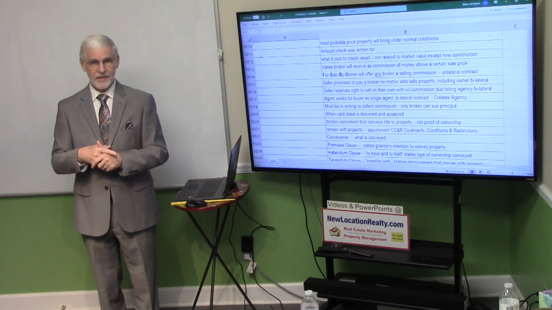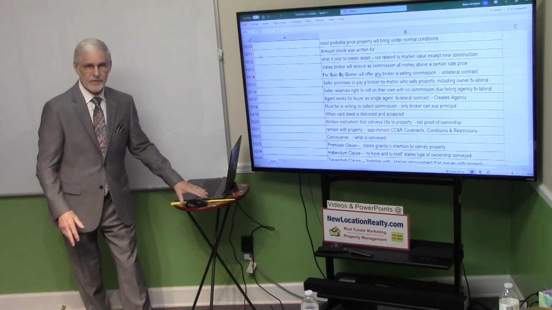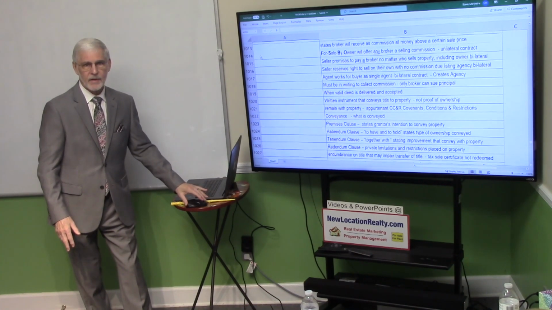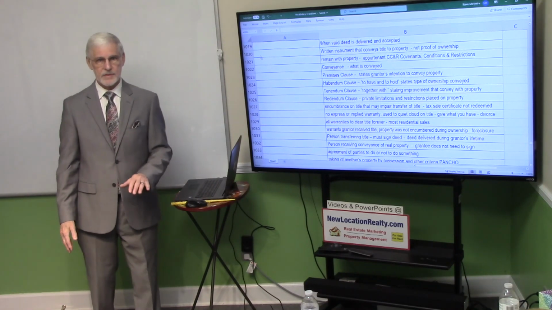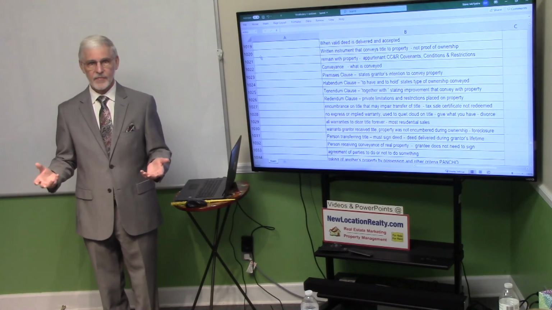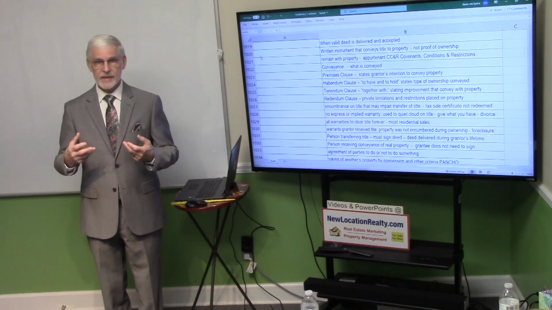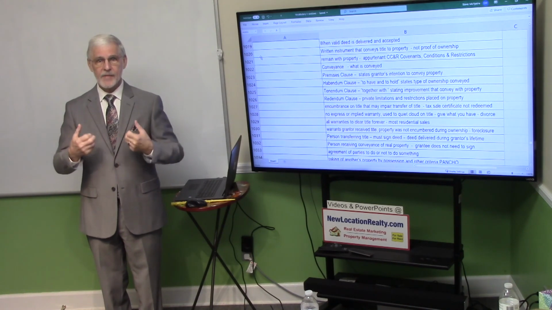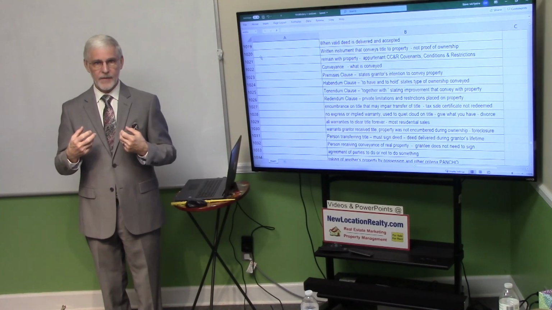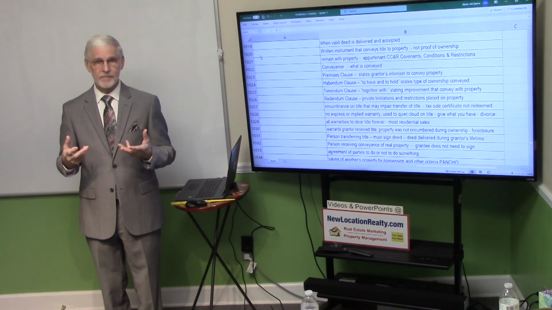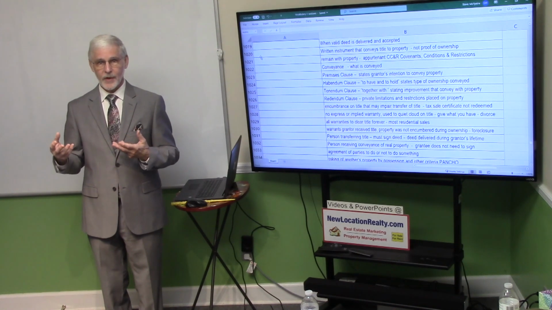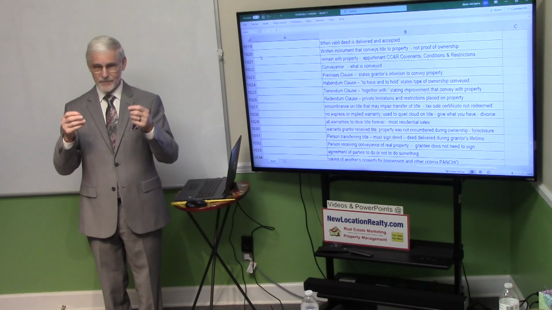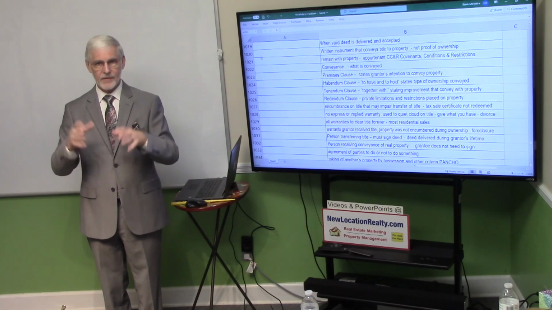Ain't that something? Conveyance. What was conveyed? I think we're dealing with deed clauses here. We've got several deed clauses. What's conveyed? The premises clause says the owner intended to do this. Habendum means to have and to hold, like you getting married. You are getting married to this piece of property. And tenendum means together with what other improvements are here, all the buildings, everything else that's on the property.